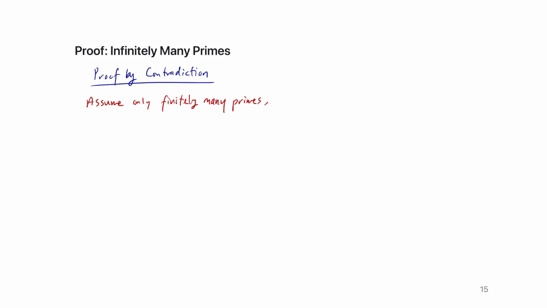Okay, so why don't we say assume, and why don't we just list them out, okay? So let's just assume there's finitely many primes. And let's just say P1, P2, P3, dot, dot, dot, PK minus 1, PK. And so we're assuming that every prime number that exists is in this list. Okay? How can we proceed from here? Any ideas?